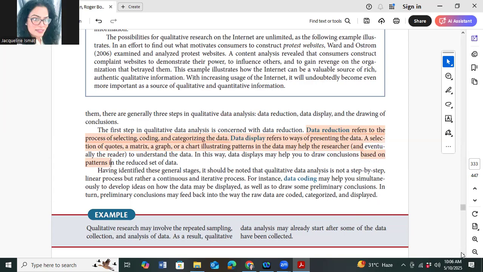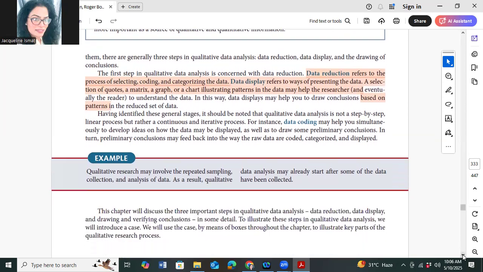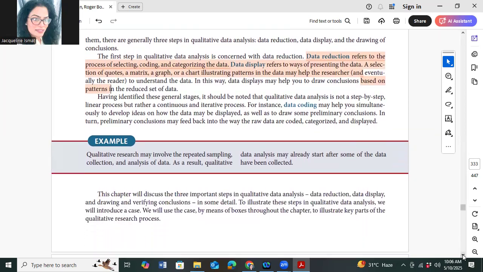Now, there are some standard general stages, more or less step by step, as in a quantitative study. The qualitative study is more iterative, where you move from one step, go back to the same, come back, go back. So it is a continuous and iterative process, right? For instance, when we are doing data coding, coding is again part of reduction. What is in coding? It may help you simultaneously develop ideas on how the data will be displayed, as well as to draw some preliminary conclusions.